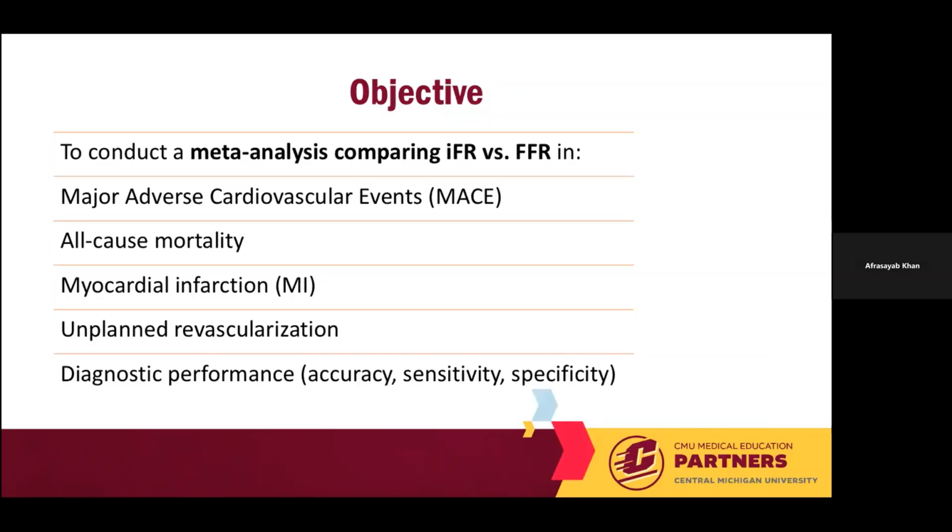The objective was to evaluate these outcomes, including major adverse cardiovascular events, all-cause mortality, myocardial infarction, unplanned revascularization, and diagnostic performance, assessing the overall accuracy, sensitivity, and specificity.